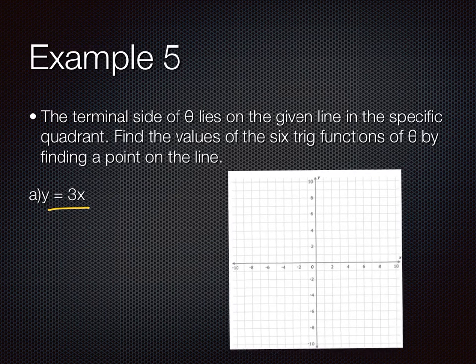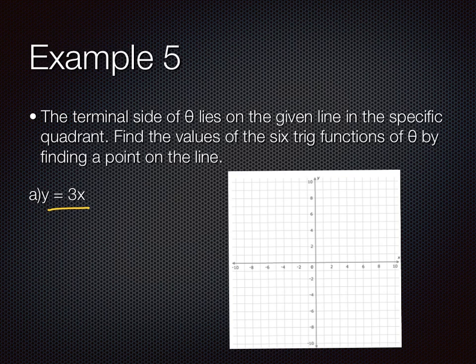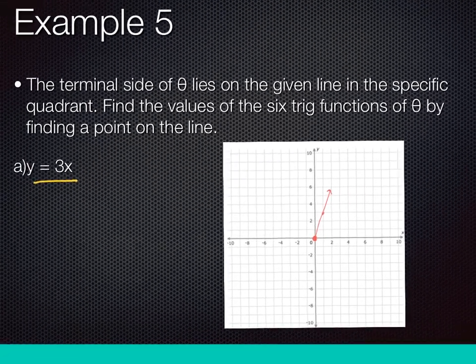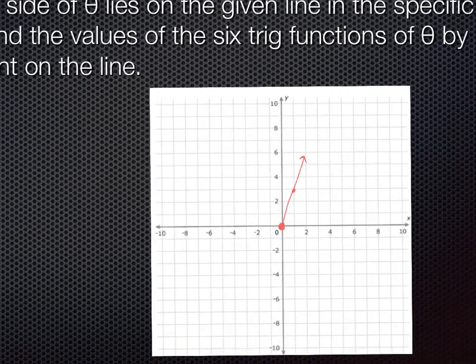So if I wanted to graph y equals 3x, where do I start? The origin. At the origin, and then the slope, if it's 3x, the slope is what? 3. So I'd go up 3 and to the right 1. So there's the line. And it says that the terminal side of theta lies on that line.